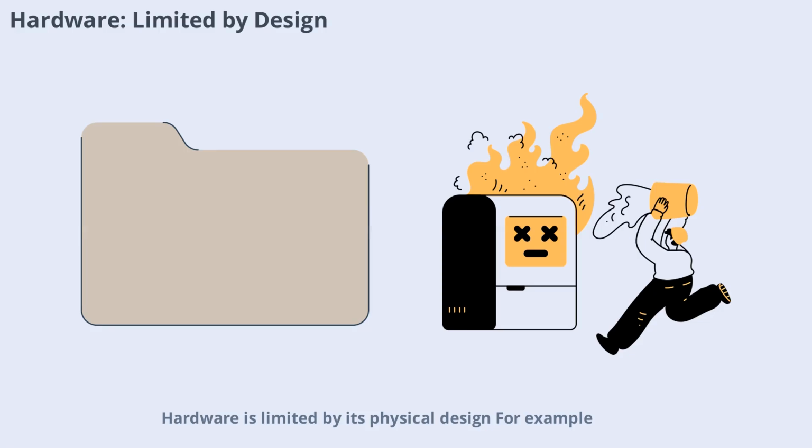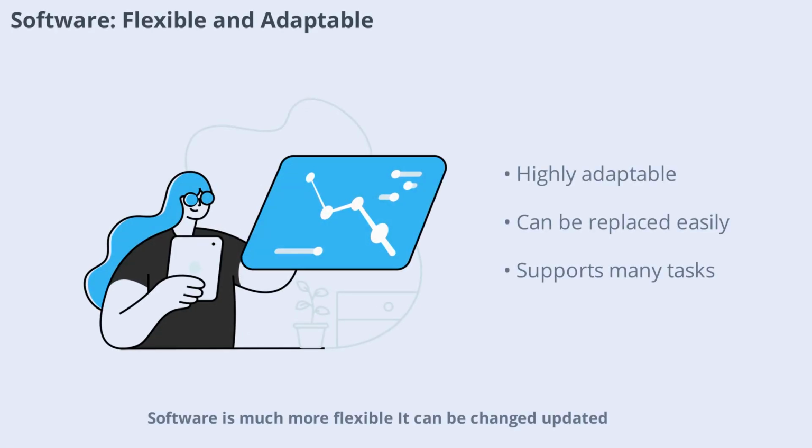Hardware is limited by its physical design. For example, a keyboard can only have a certain number of keys, and a monitor can only display up to its maximum resolution. These limits are set when the hardware is built. Software is much more flexible. It can be changed, updated, or even completely replaced without touching the hardware. This adaptability allows computers to perform a wide range of tasks, from word processing to video editing and gaming.